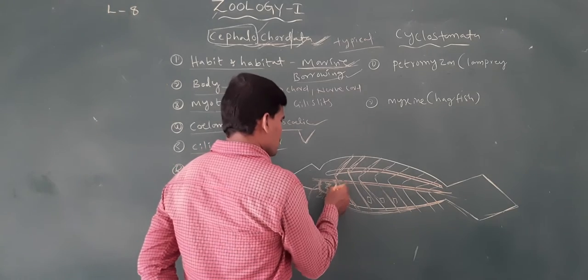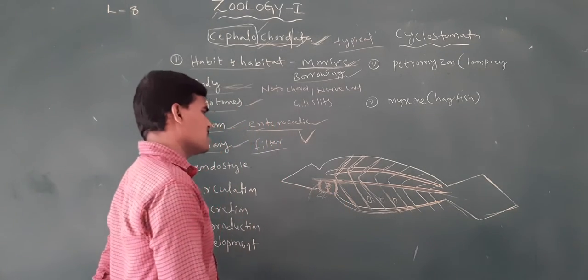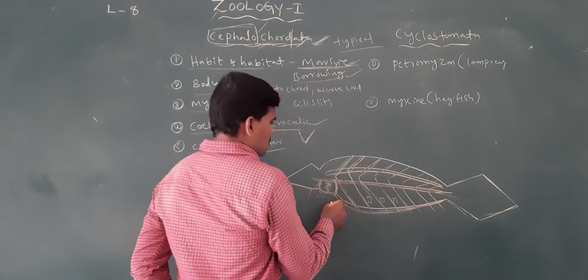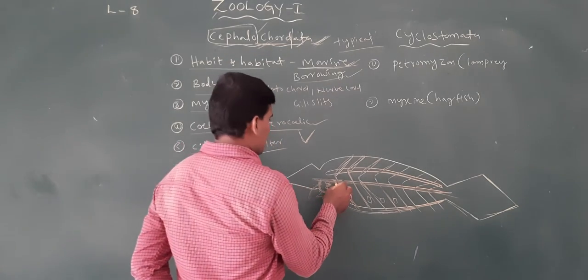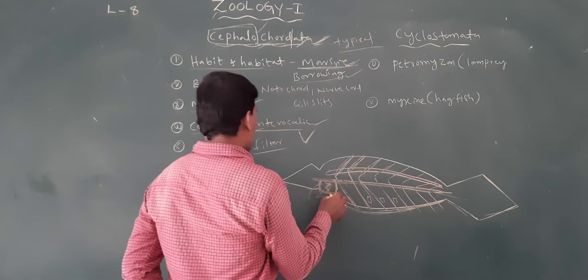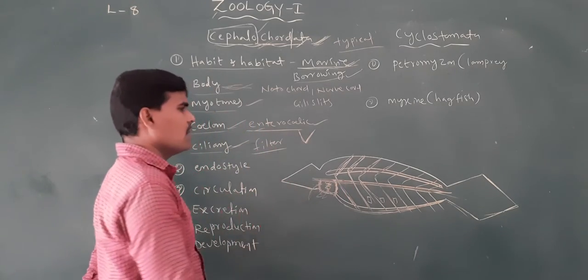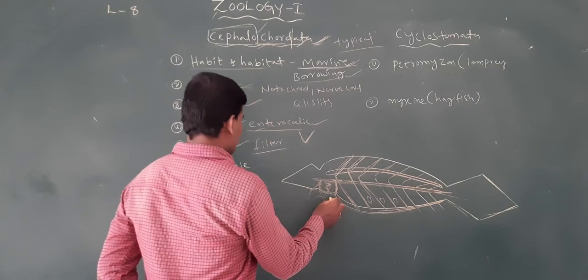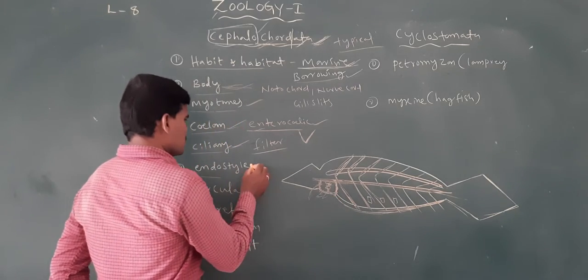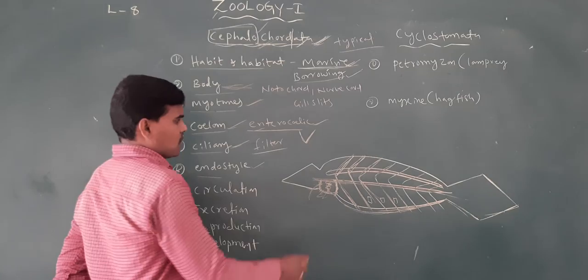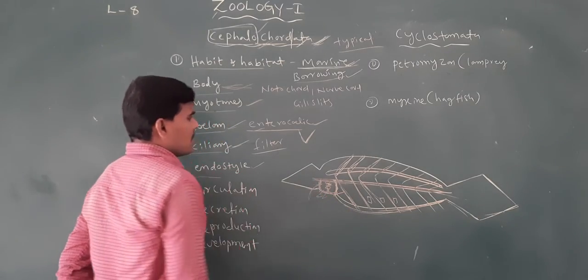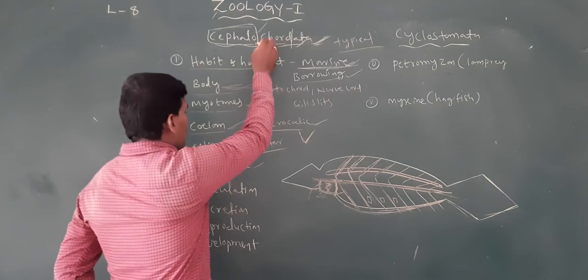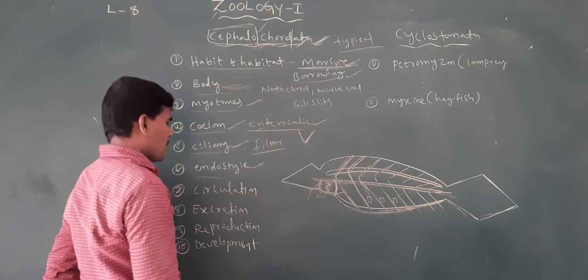So any toxins cannot enter; the waters are filtered only in the velar organs. In the velar organs, the filter feeders are part of the ciliary filter-feeding mechanisms in the cephalochordate animals. Next, the endostyle is present in the cephalochordate animals.